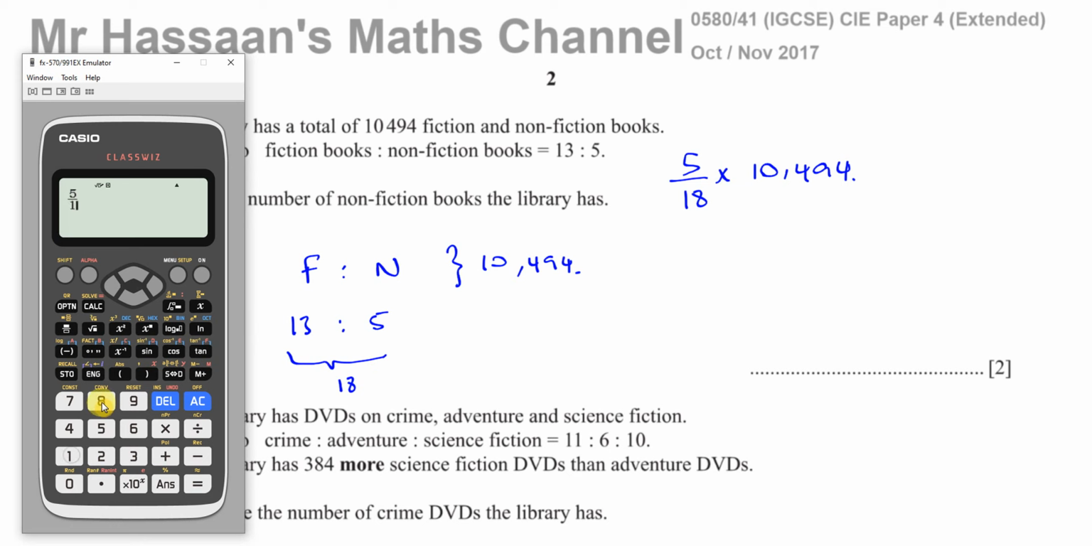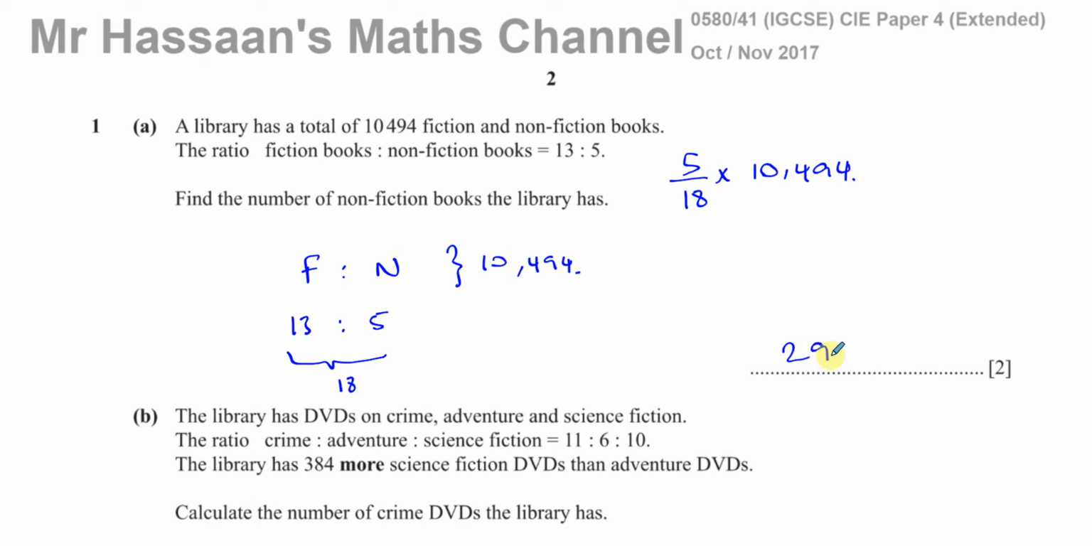So you have 5 over 18 multiplied by 10,494, and that gives you 2,915. So there are 2,915 non-fiction books. We could have also taken the total, divided by 18 to find out what one part is, and then multiplied that by 5, which is essentially the same as what we've done there.